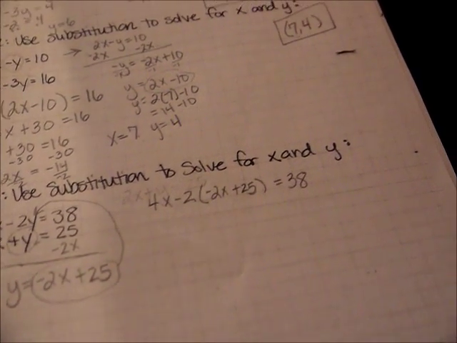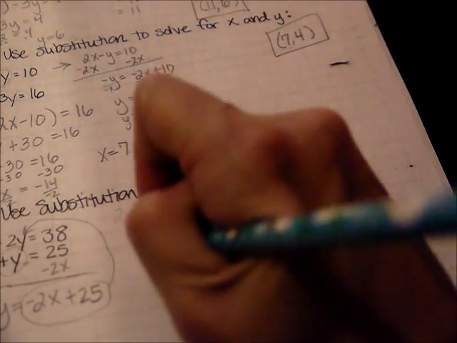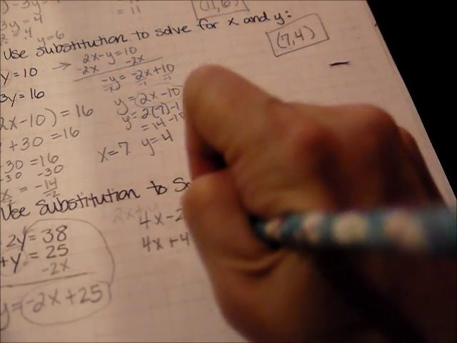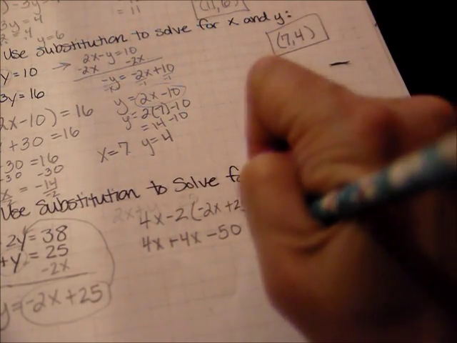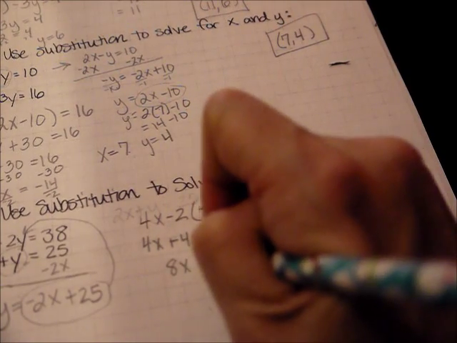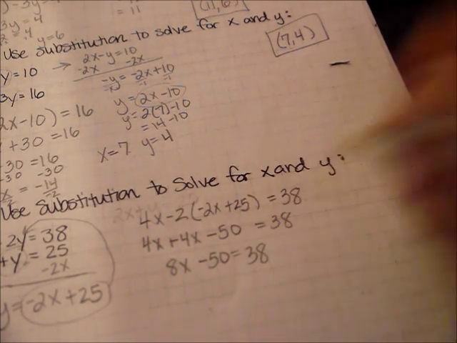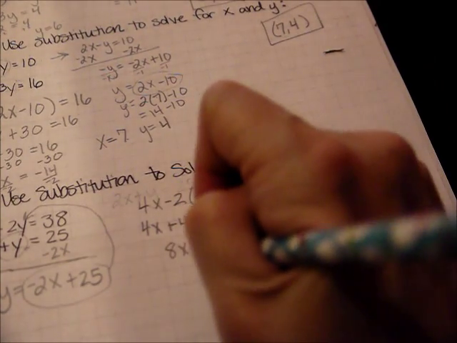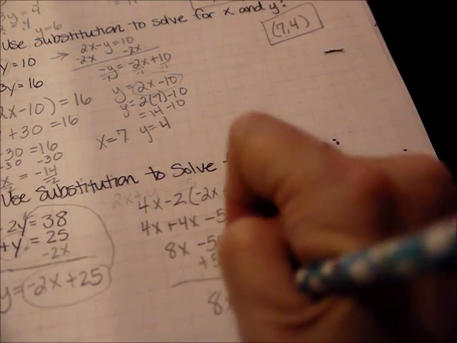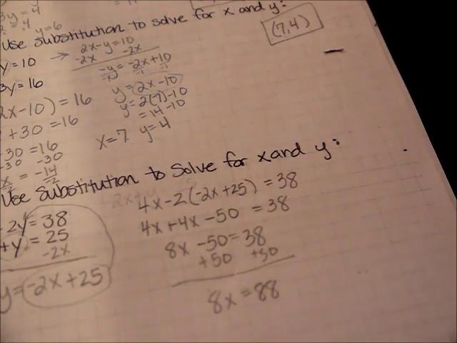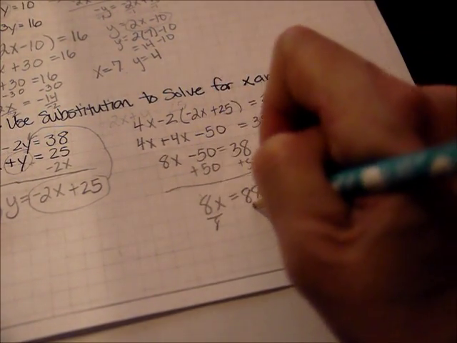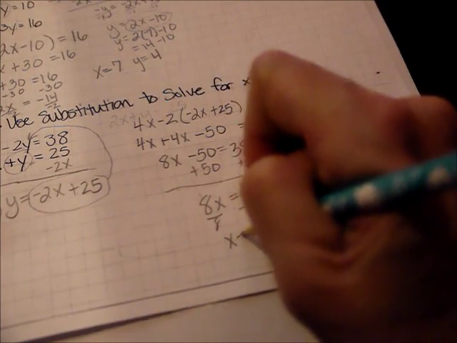All right, now we will get rid of the parentheses, plus 4x, a negative and a negative, minus 50 equals 38. Okay, 4x and 4x makes 8x, minus 50 equals 38. Okay, add 50 to both sides, and we get 8x equals 88, and that's a good sign that the 8 goes into 88. So it looks like we get x equals 11.